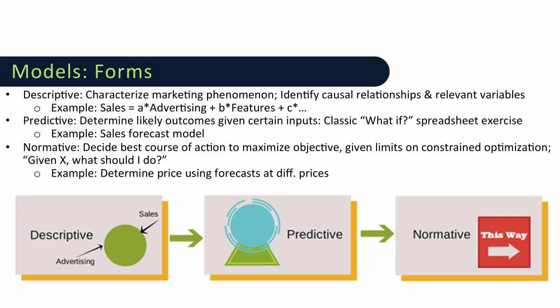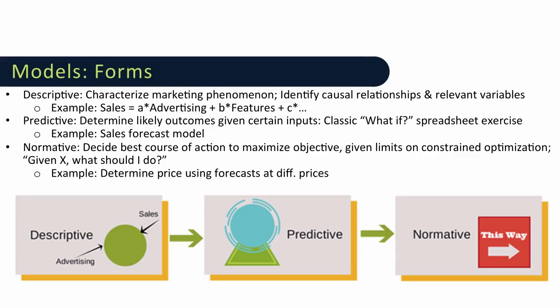At the next level comes predictive forms. With predictive forms, we can determine the likely outcomes given certain inputs. This is the classic what-if spreadsheet exercise. For example, we might say, what if we increased advertising spending by 10%? With a model in predictive form, we could see the resulting sales level.